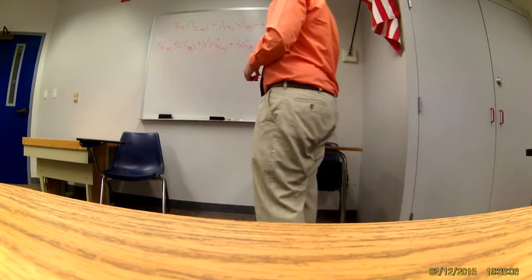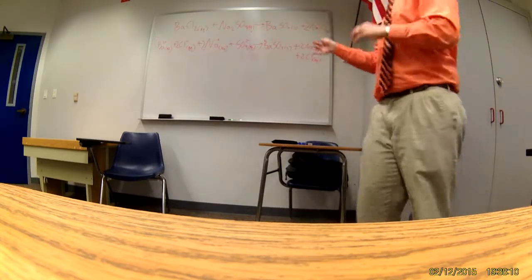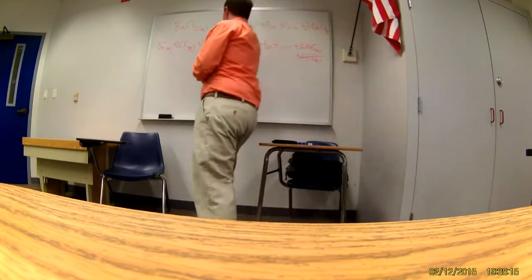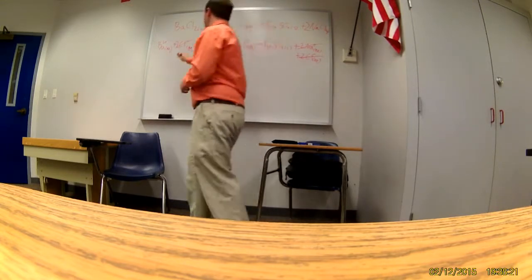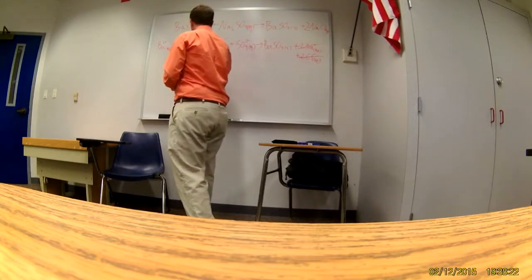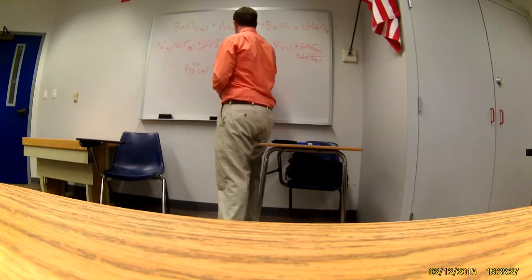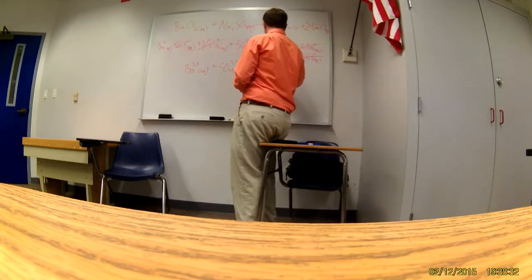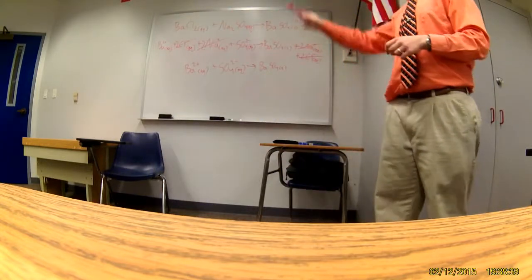Now we just write our net ionic equation. To do that, we cross out anything that's on both the left and the right. Here's our chlorine, our sodium, chlorine, sodium, then you just write what's left. Barium 2 plus aqueous plus sulfate 2 minus aqueous gives barium sulfate solid. Everybody see that progression?